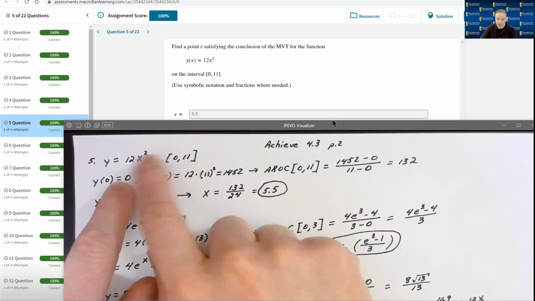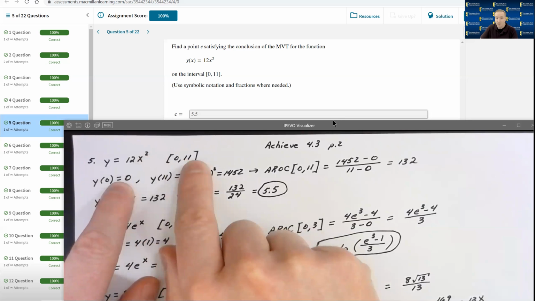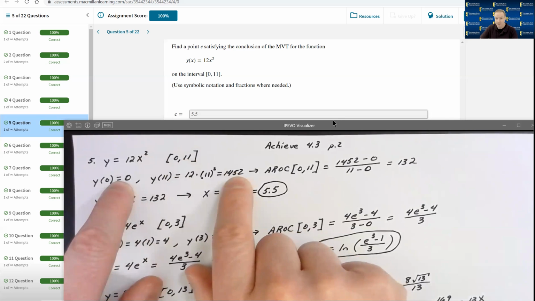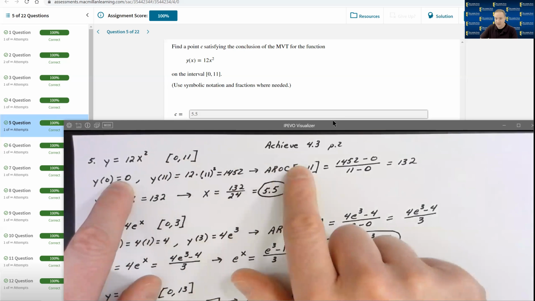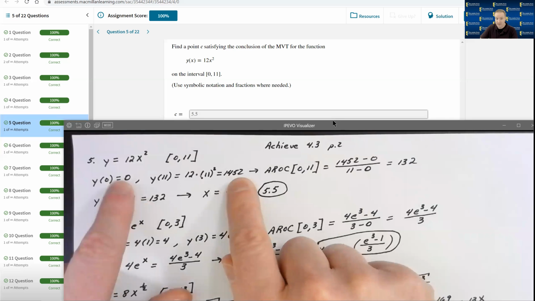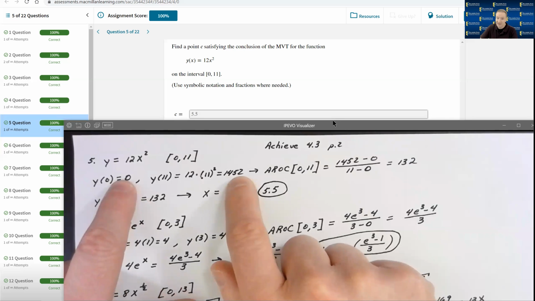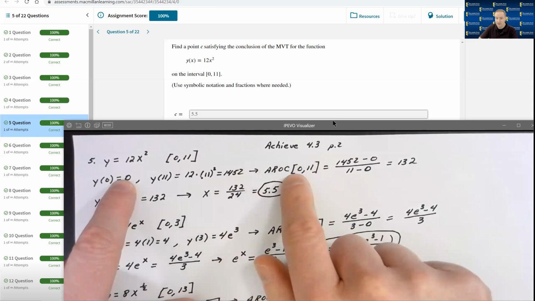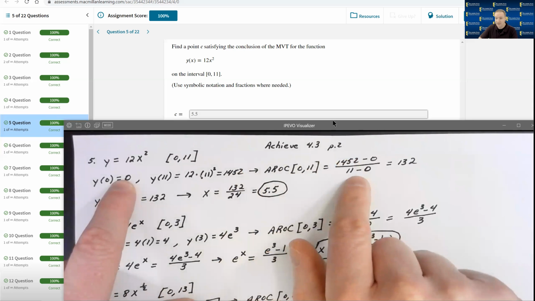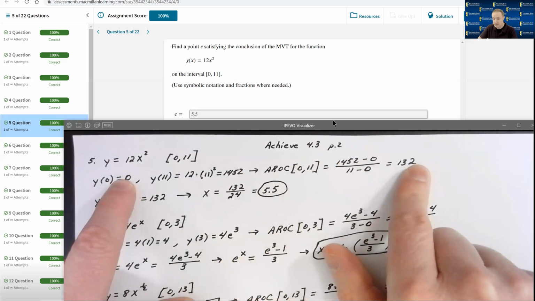When we evaluate it at 0, of course, we get a 0. When we evaluate it at 11, we would get 12 times 11 squared, which is 12 times 121, gives me 1,452. So then my average rate of change from 0 to 11 is just y2 minus y1, 1452 minus 0, over x2 minus x1, 11 minus 0. Well, 1452 divided by 11 takes me back to 132.